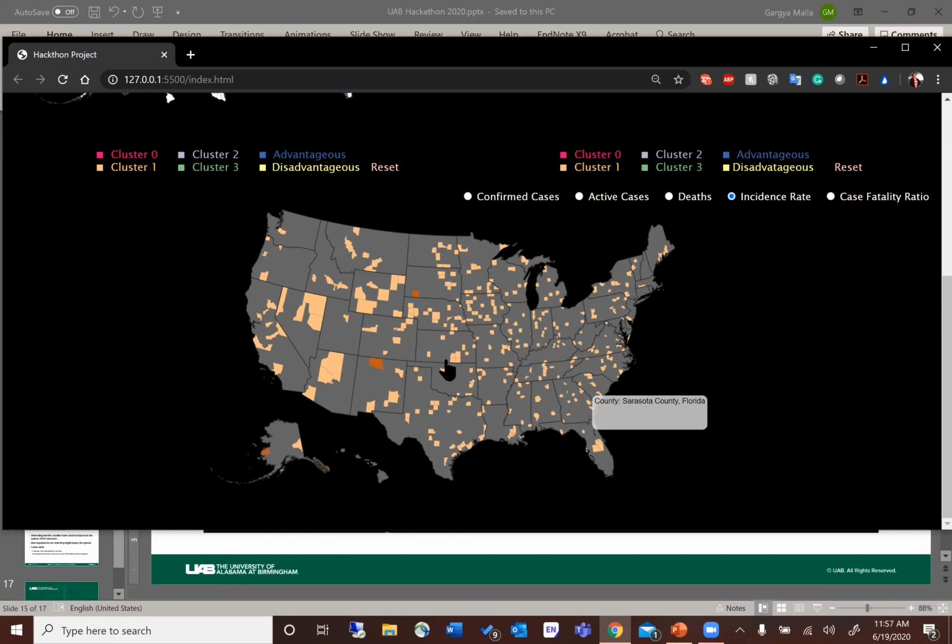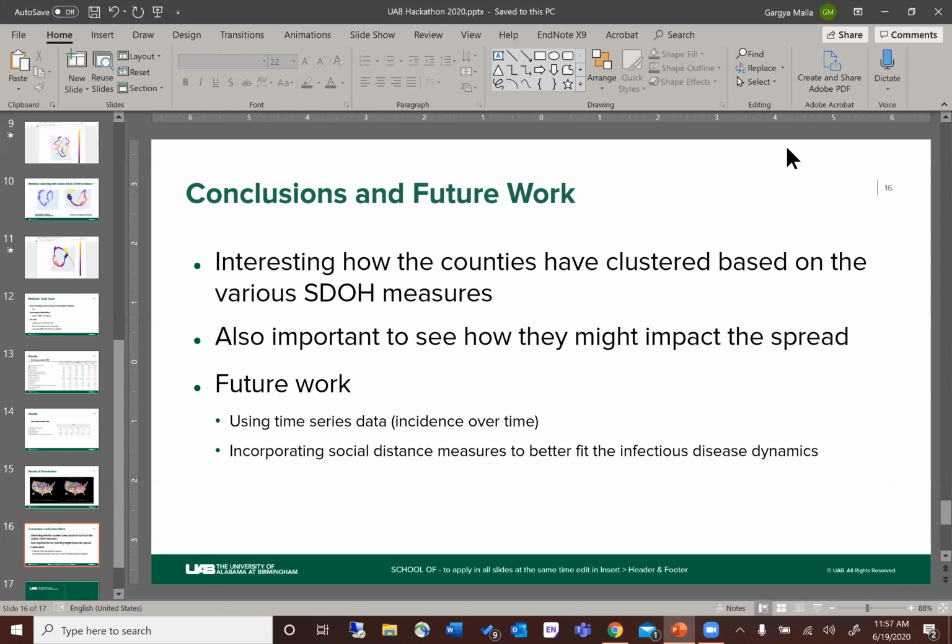Sure. So these are the counties that actually moved between the clusters from method 1 to method 2. So we are wanting to focus on these counties. And we do want to include time series data in future and reflect how the clusters might vary over time, starting from January, and conducting distancing measures to better fit the infectious disease dynamics.